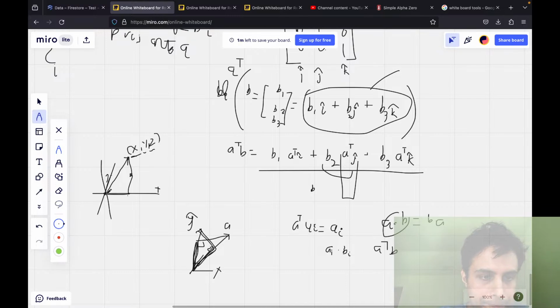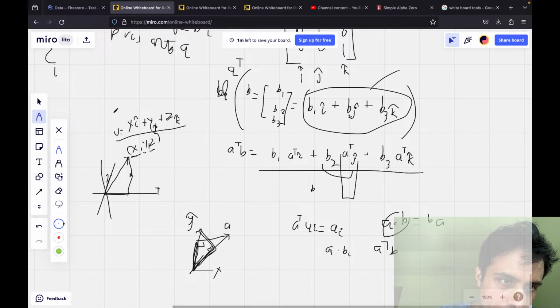Basically, if you have v equals x times i hat, plus y times j hat, plus z times k hat, then one question is: what is the projection of v onto the x-axis?